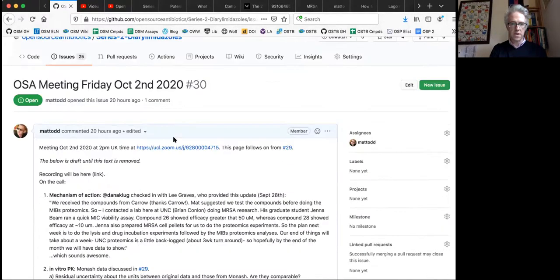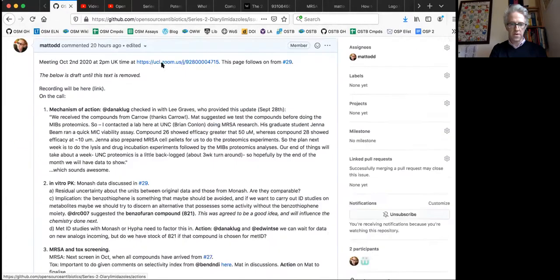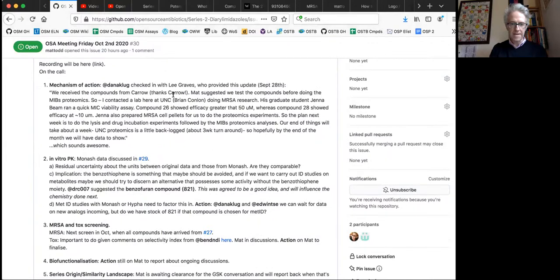Here is the issue on GitHub that talks about all the things that are going on in this series at the moment, with the various action items. So I think the main thing will just be an update on chemistry and some compound design things, but just as an update, we got this update from Lee Graves at UNC about the mechanism of action.